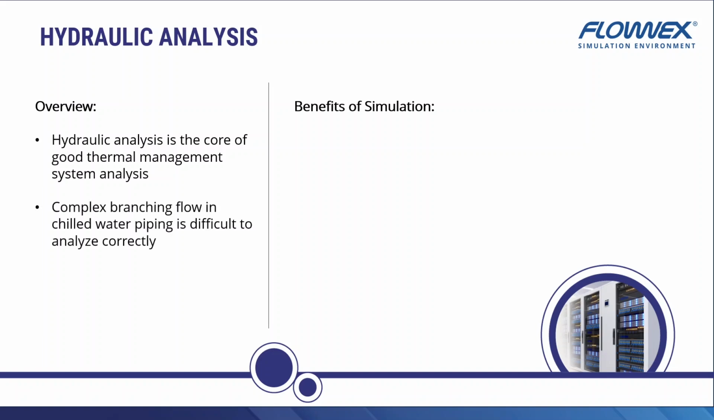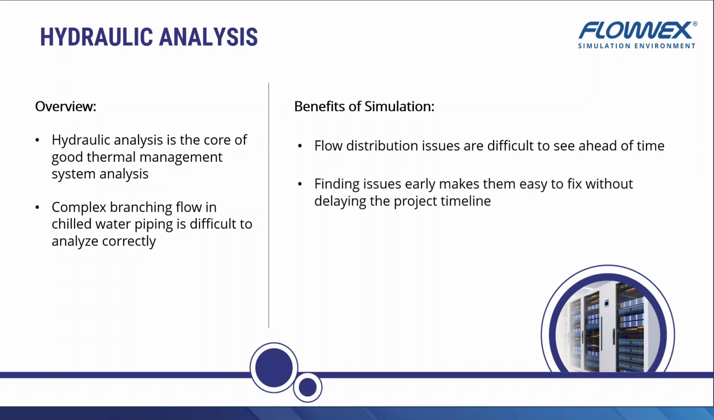A sophisticated tool like Flownex is often needed for this type of analysis because cooling system piping is not a single flow path with one pump and one heat exchanger. There are hundreds of different diverging and converging flow paths, making it difficult to accurately capture all the pressure drops and flow distributions in the piping system. This also makes it difficult to foresee issues in flow distribution ahead of time. Using a detailed flow simulation tool can reveal these issues early in the design process, where changes are easy to make and won't delay the project timeline.